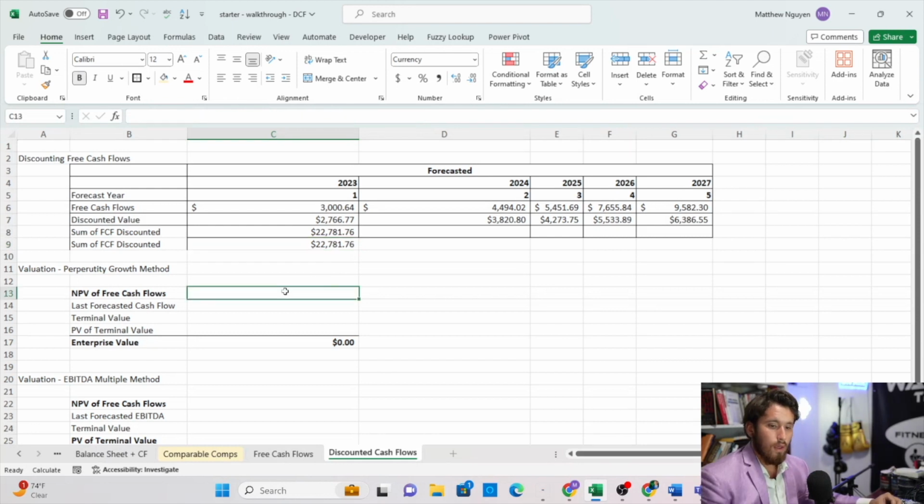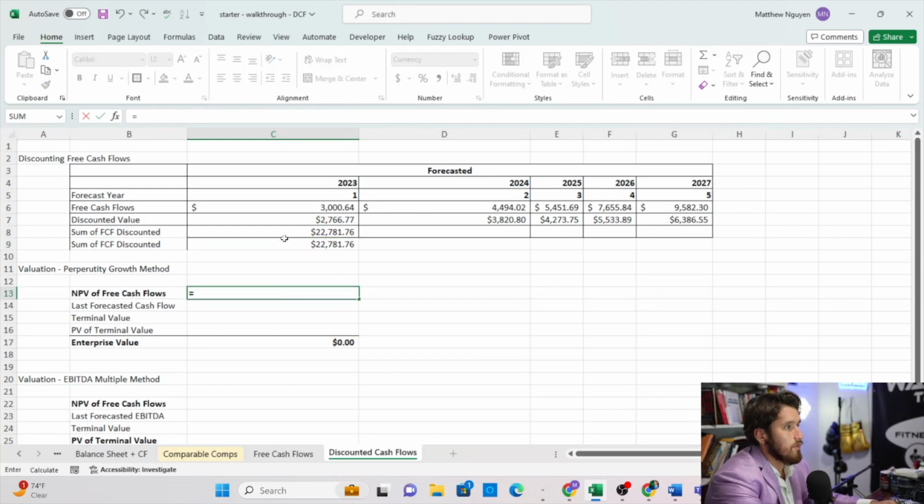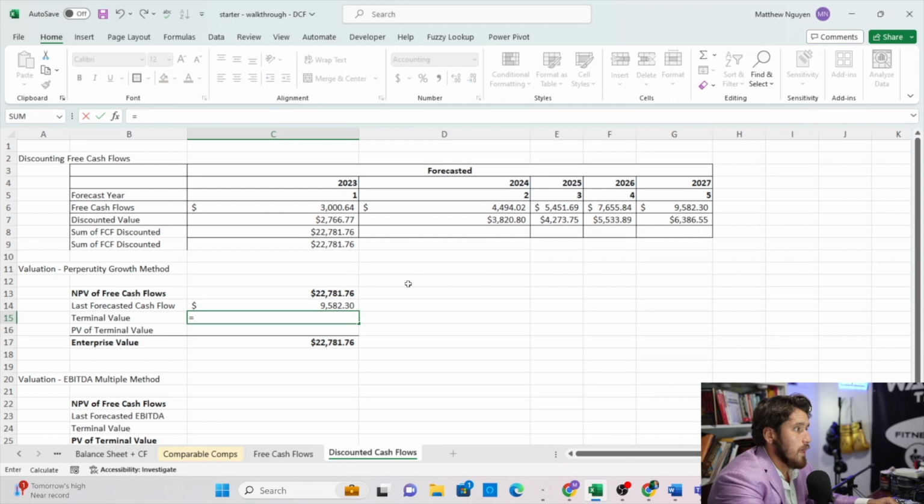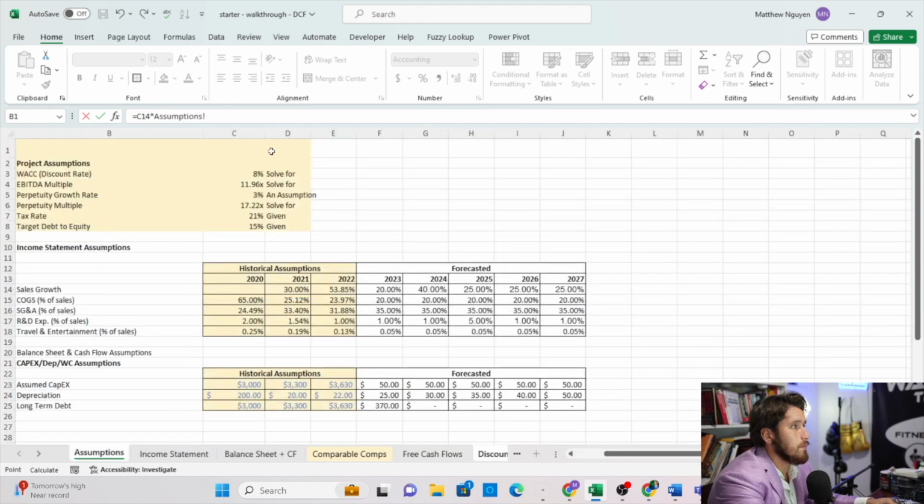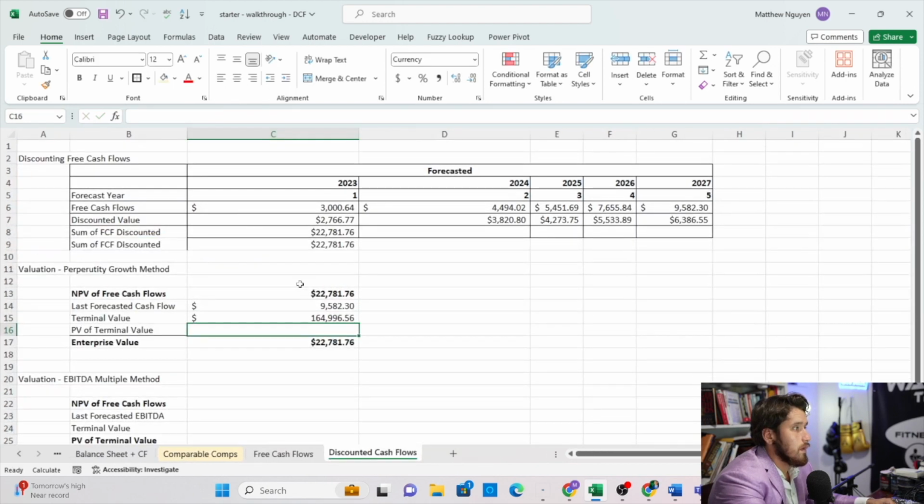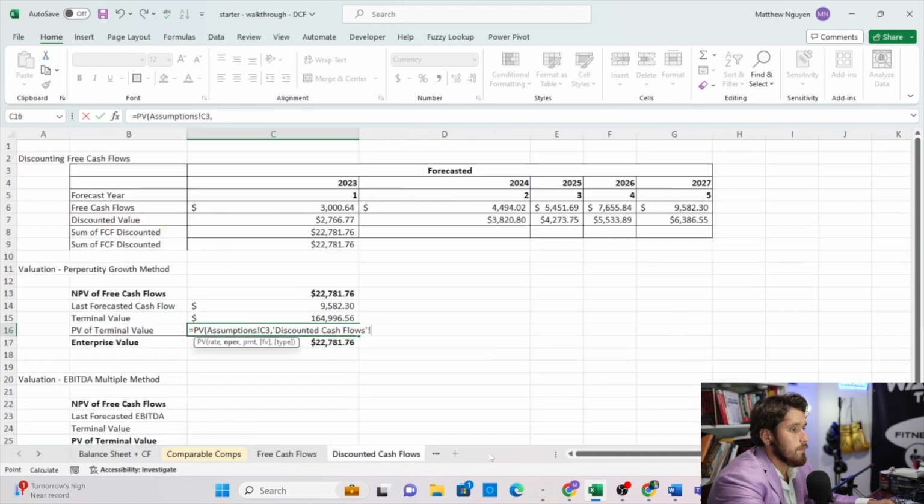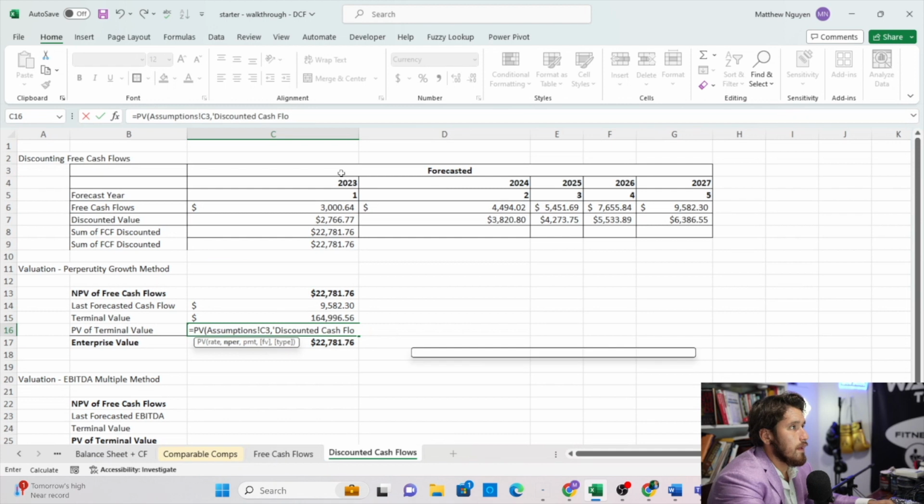Okay, so what do we do next? So we take our sum of our free cash flows. We'll take the last forecasted cash flow. We'll multiply this by our perpetuity multiple on our assumptions page. All right, and then we'll get the present value of this. So we'll say PV. We're going to take, again, the WACC, and I could probably name this, but it's fine for now.